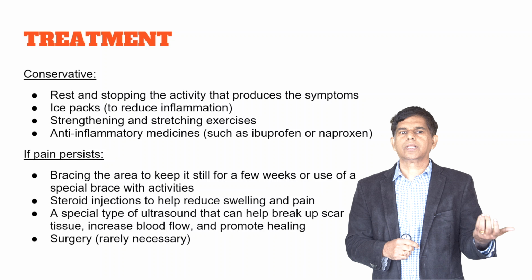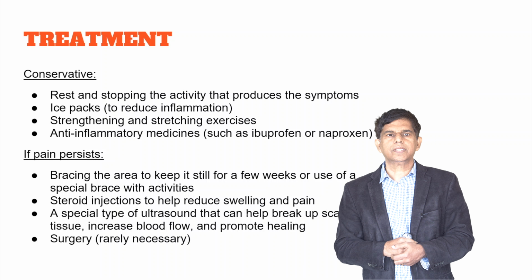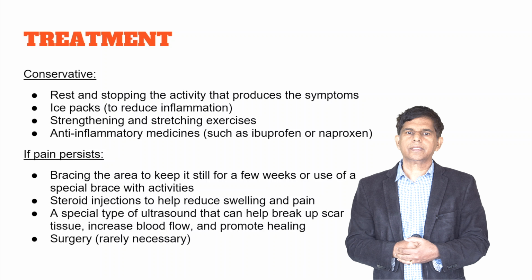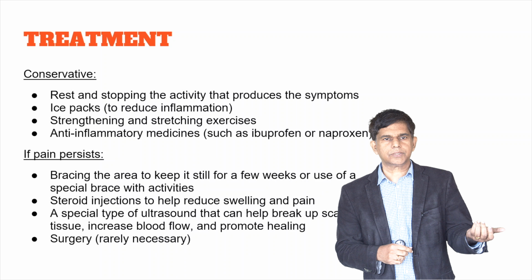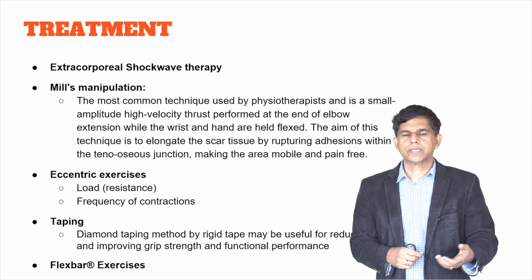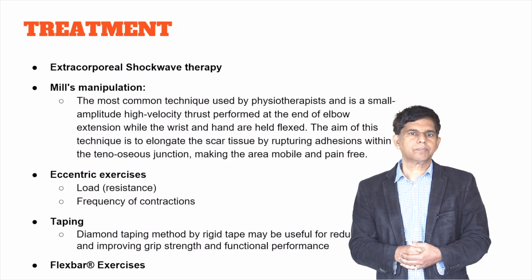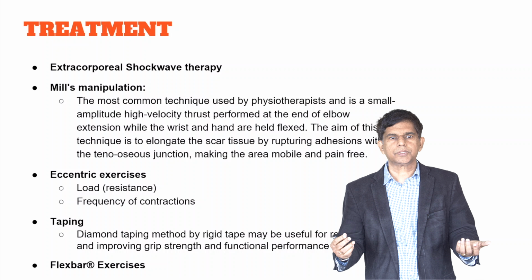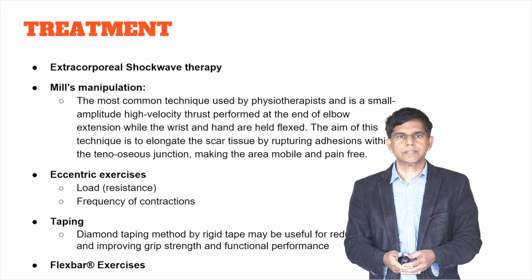The aim of this technique is to elongate the scar tissue by rupturing the adhesions within the tenoosseous junction, making the area mobile and pain-free. Then, of course, you have eccentric exercise, with load and frequency of contraction. You can do taping, the diamond taping method, where rigid tape may be used to reduce the pain and improve the grip strength. There are also flex bar exercises.